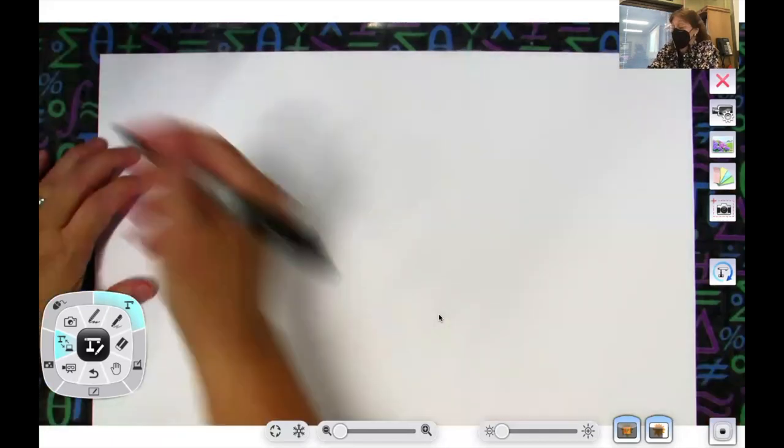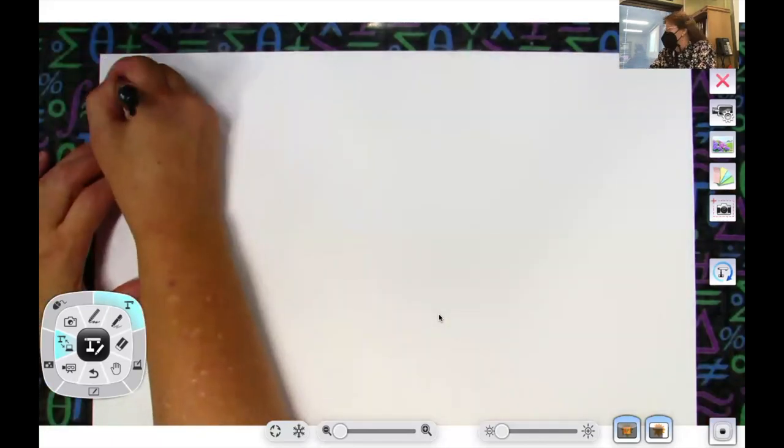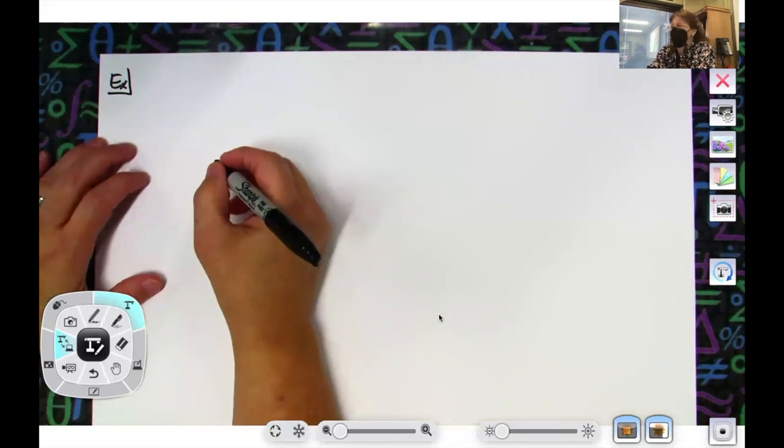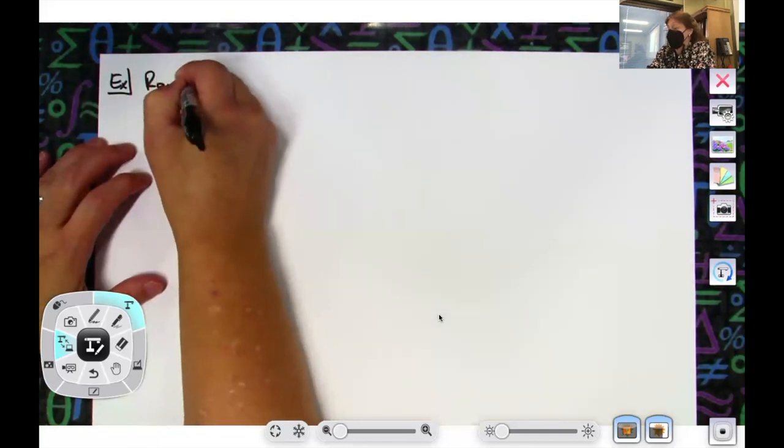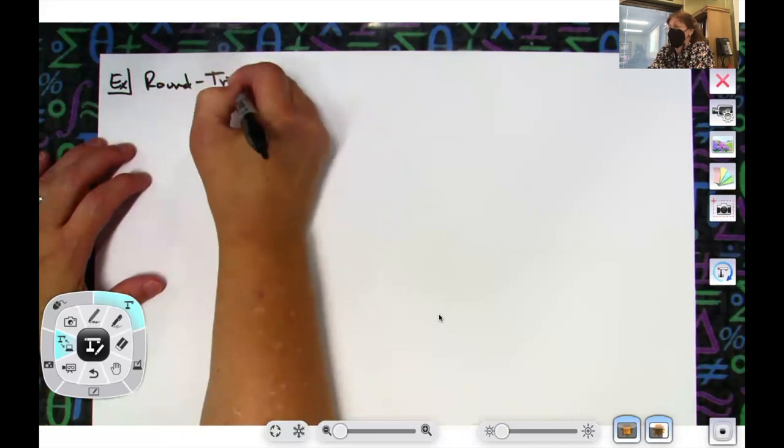All right, so again, it's going to be a really long problem because you can't do anything but long problems on these, okay? So this is my second example. This one is going to be dealing with a round trip.